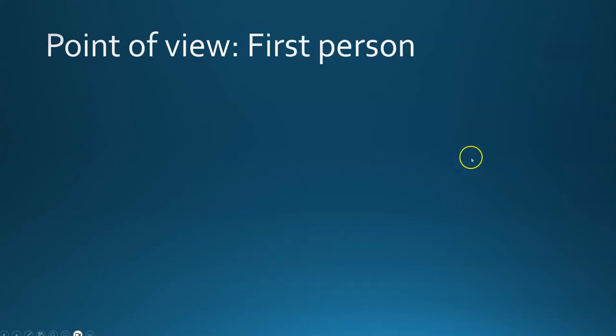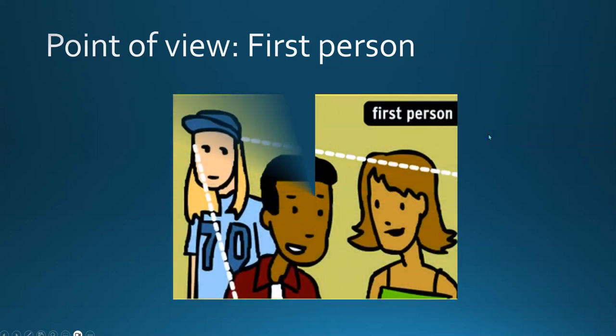So the first one is first person. First person basically is being told from the point of view of the character. If you imagine, it's like we're inside this character's head. So we are this character, and the story is told from that character's point of view. Here's how we can identify when a story is written in first person point of view and the rules that go along with it.